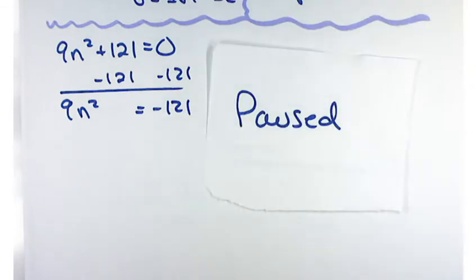Here comes my high-tech pause again. Remember, we've got to deal with the negative because we've got i, and you deal with the square root of 121, deal with the square root of 9. So all of those should work out pretty nice. Okay, keep going.